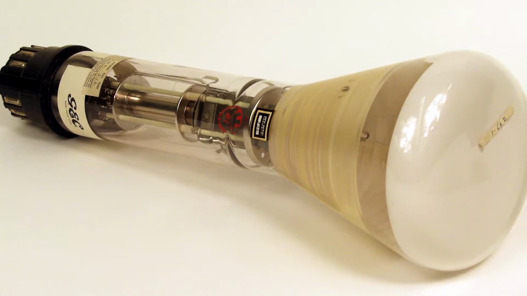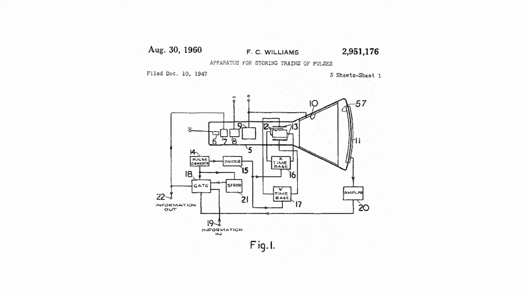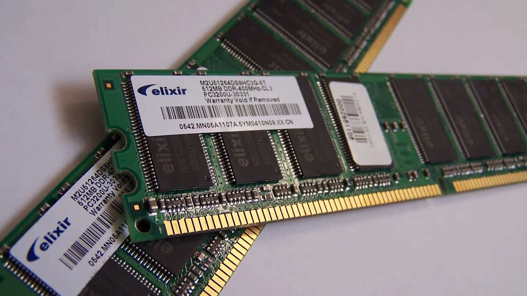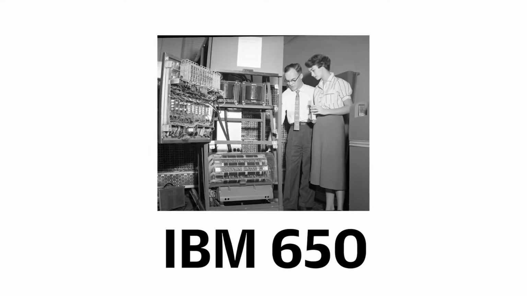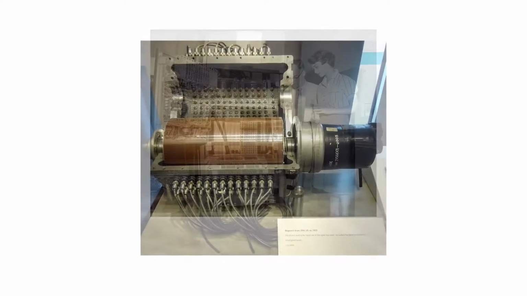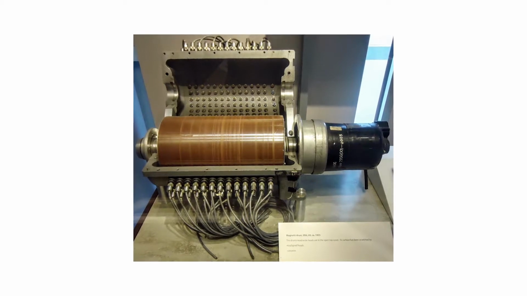Now, the first usable volatile memory was something called a Williams tube, and in your PC today, it takes the form of RAM. If you want to store data long-term on a computer, remember you need non-volatile memory, and the first mass-produced computer, the IBM 650, used giant spinning magnetic drums to store data, and these eventually evolved into the hard drive, as we know it today.